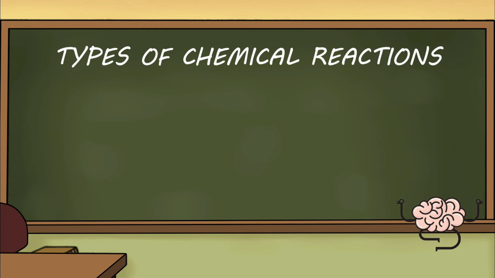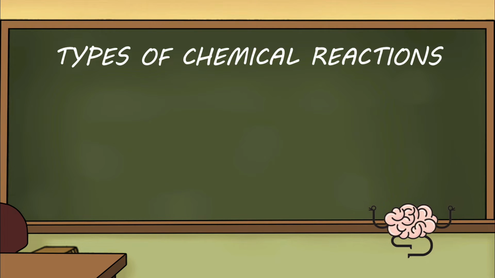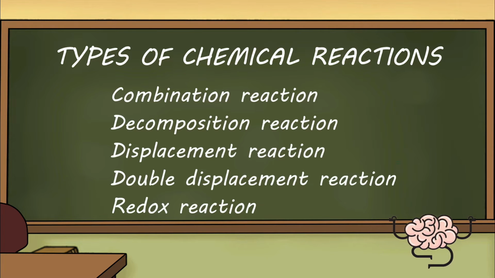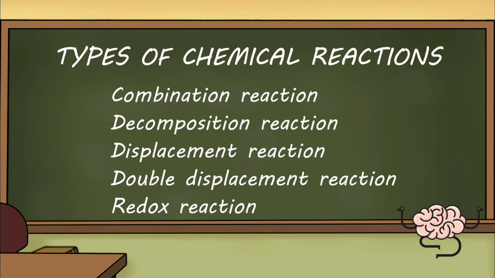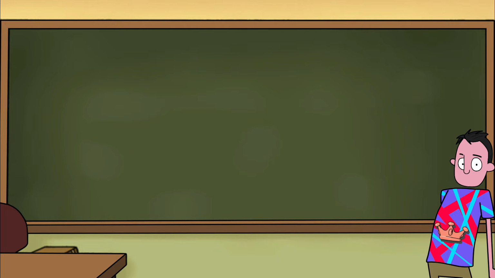Okay guys, in this video we are going to see the types of chemical reaction. Those are combination reaction, decomposition reaction, displacement reaction, double displacement reaction and redox reaction. Now let's see briefly about these types of reaction.